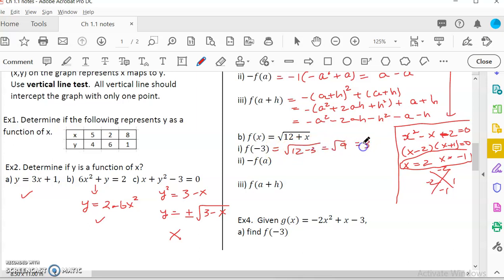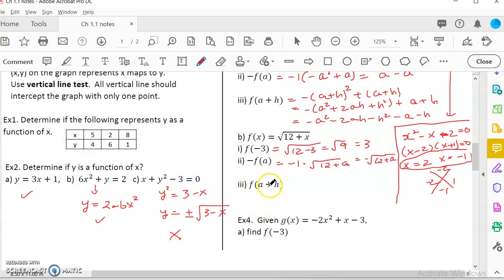So square root of 9 is 3. Negative of f of a means I want a negative 1 outside times the square root of 12 plus a. And that's it. There is no simplification. You can multiply it in, so it will be negative square root of 12 plus a.